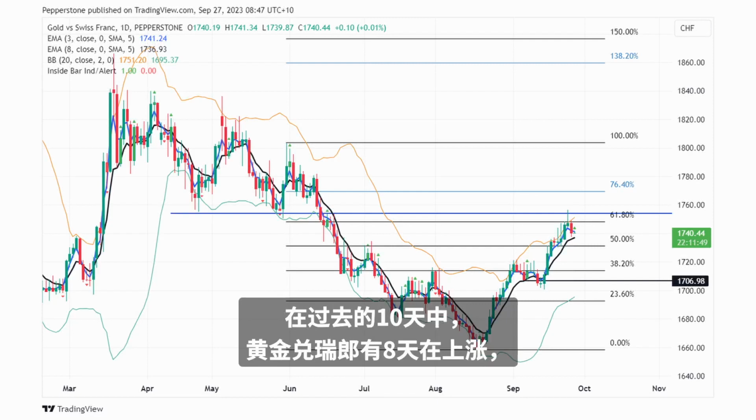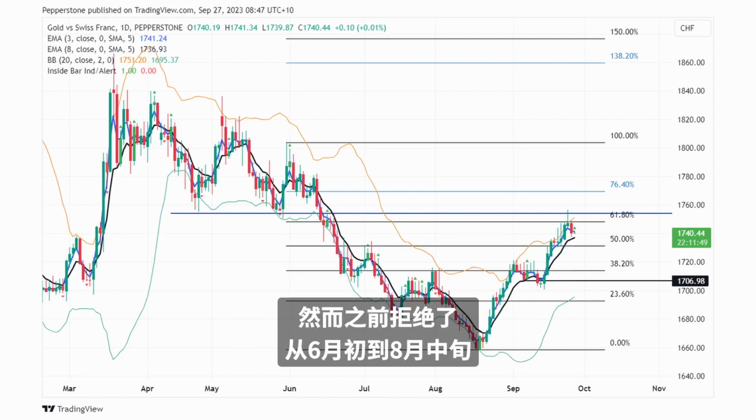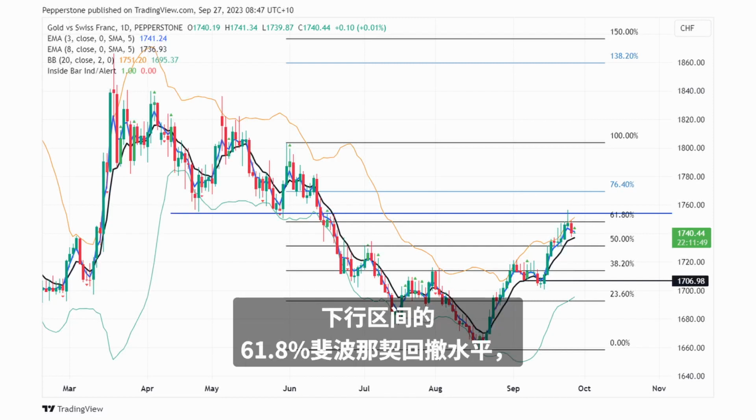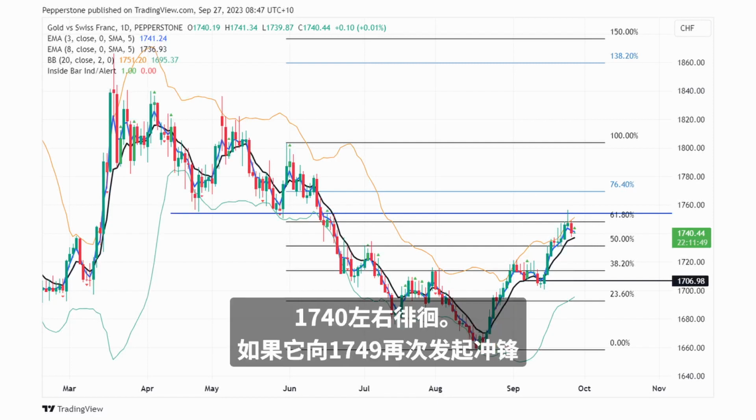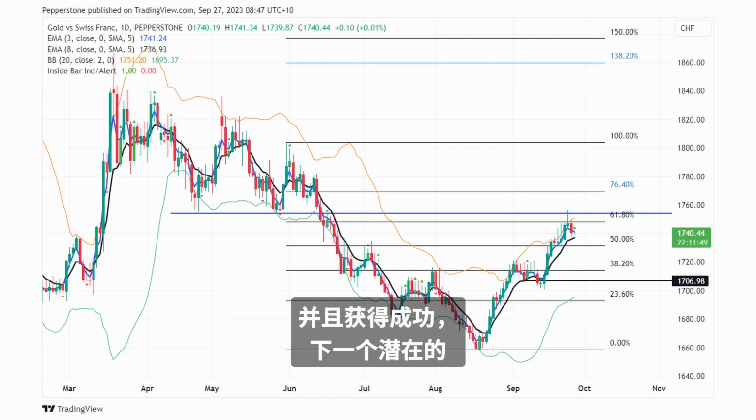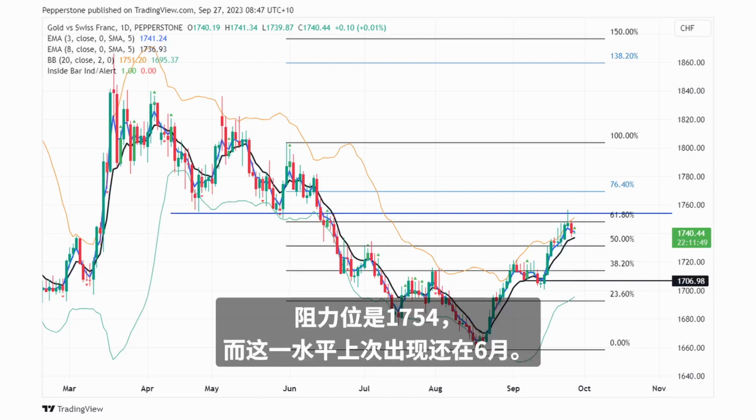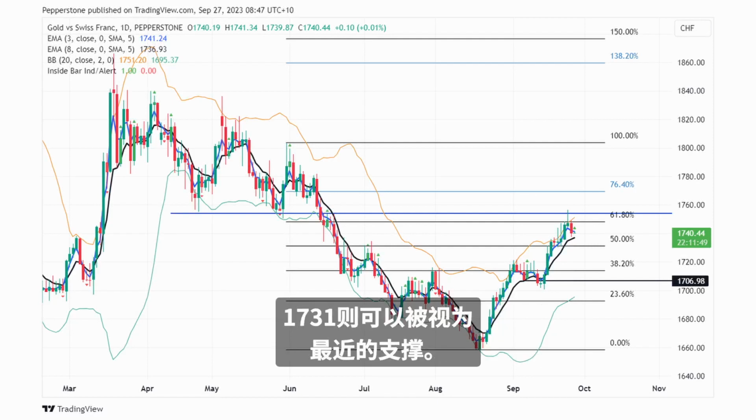Gold against Swiss franc gained 8 times in the past 10 days, yet rejected the 61.8% Fibonacci retracement level of 1749 of the previous dip from early June to mid-August. Currently, the price is meandering around 1740. If it launches the second charge towards 1749 and succeeds, the next potential resistance can be found at 1754, last seen back in June. And 1731 can be seen as the nearest support.